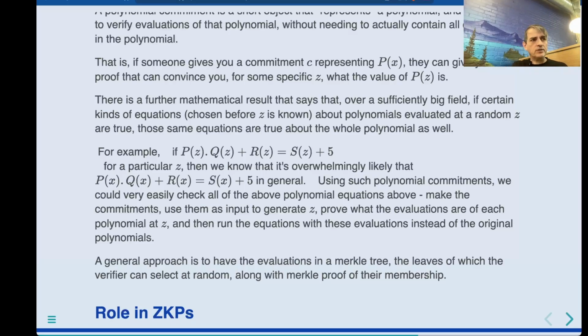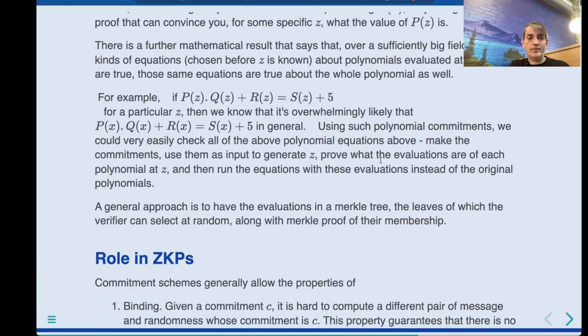That all comes back to the Schwartz-Zippel lemma and the properties of polynomials. So it means that the verifier can check some polynomials at a particular value of Z and then generalize that and say, well, it worked for this value, it's probably going to be true for any value, so I don't have to check all those other values.